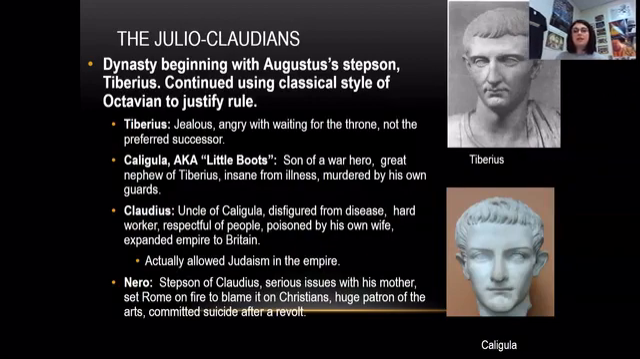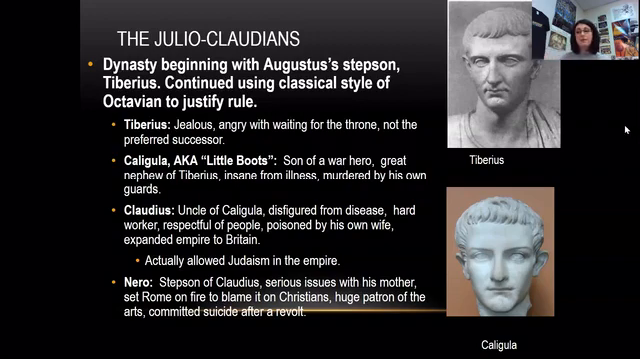Now, after Caesar Augustus, Octavian, we see a succession of really not so great emperors. And this is because Octavian actually set up the precedent where his descendants were going to come after him. And the problem with that, where it's essentially a dynasty, is you can't really pick the people who are coming, and not all of these people are necessarily good rulers.